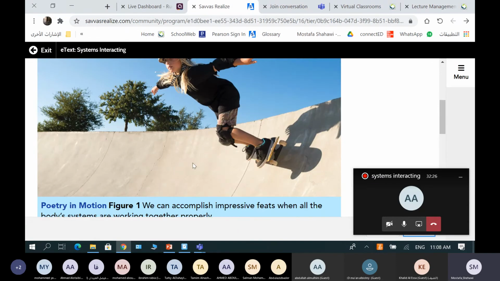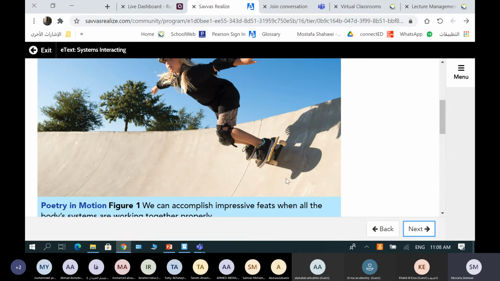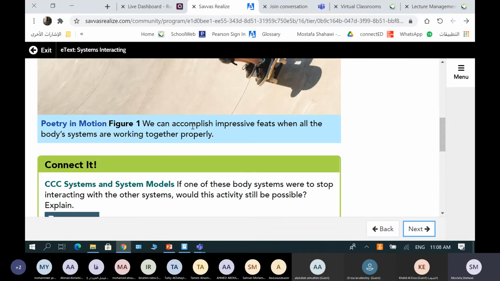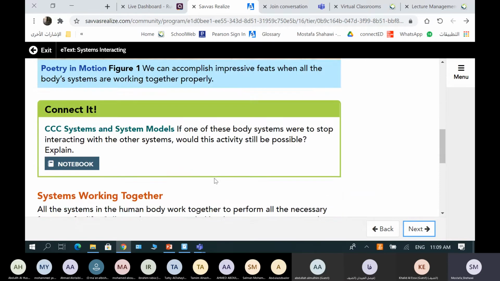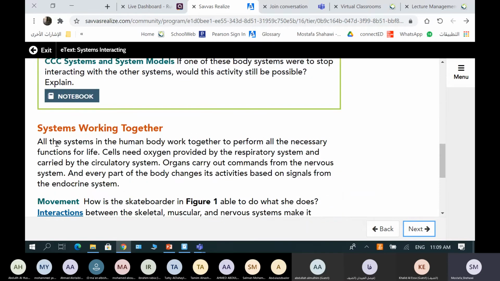We have a girl here that is skating on a skateboard. I want to read what's written here. We can accomplish impressive feats when all the body systems are working together properly. Yes, like this is skating. This is so difficult. You can perform these movements only if all of your body systems are working properly, and not only working properly but interacting and communicating. Okay, read here. Systems work together. Read Faisal, read this one.